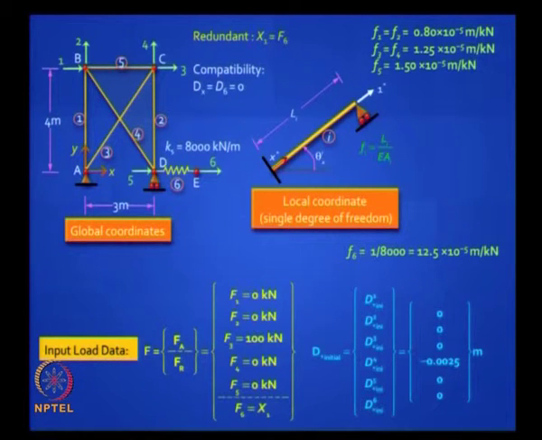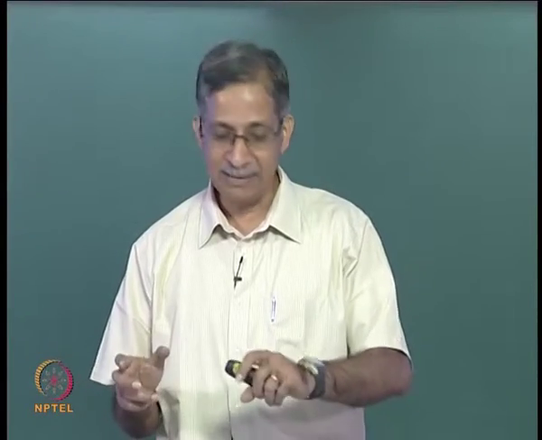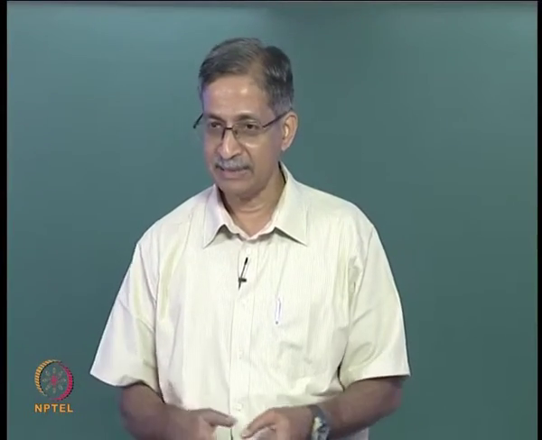But I have to now introduce the flexibility of the 6th element. Now the spring stiffness is given to me, I just invert it, I get the spring flexibility. Is it clear? So it is very simple. When you did the stiffness method, you retained the spring stiffness as it is, okay. Now what do we do?